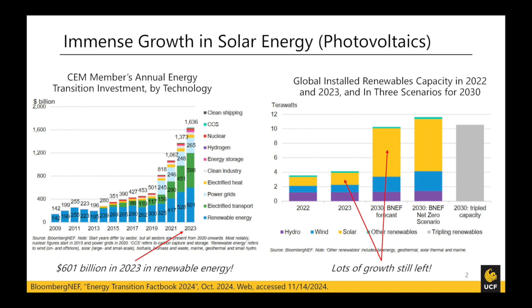So there's lots of opportunity in renewable energy. Of course, I'm focusing on solar, but there's hydroelectric, there's a lot of wind, and tons of solar. In 2023 alone, $600 billion was invested in renewable energy. And on the plot on the right, there's a forecast for solar energy in particular to increase by at least 3 to 4 times its size.